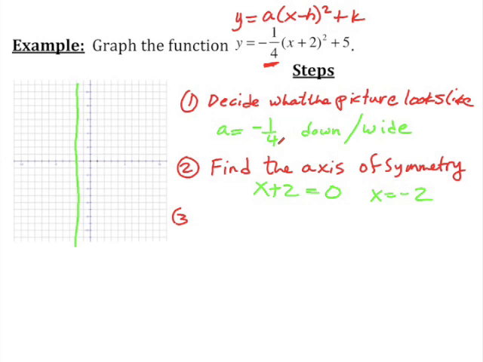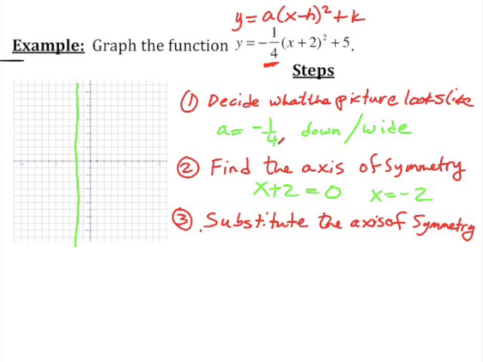Third step, anytime you have an axis of symmetry, you know your vertex has to be somewhere on that line because it's your highest or lowest point. So we're going to substitute that value, x equaling negative 2, into the function and figure out what y is. We're going to get an ordered pair as a result of our axis of symmetry. So we're going to substitute the axis of symmetry to find the vertex.